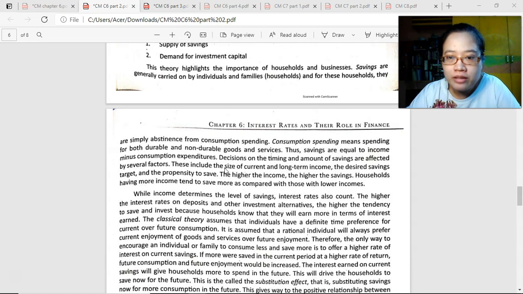Decisions on the timing and amount of savings are affected by several factors. These include the size of current and long-term income, the desired savings target, and the propensity to save. The propensity to save includes the willingness to save and, of course, the capability to actually save. A lot of people want to save, but not everyone is able to go through with it because of several factors. Sometimes they get tempted to buy certain things, or things happen and they need to spend it.